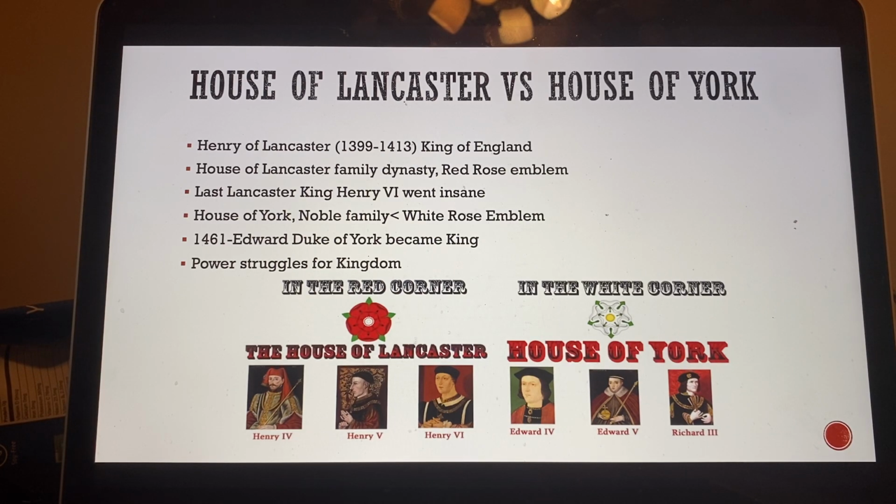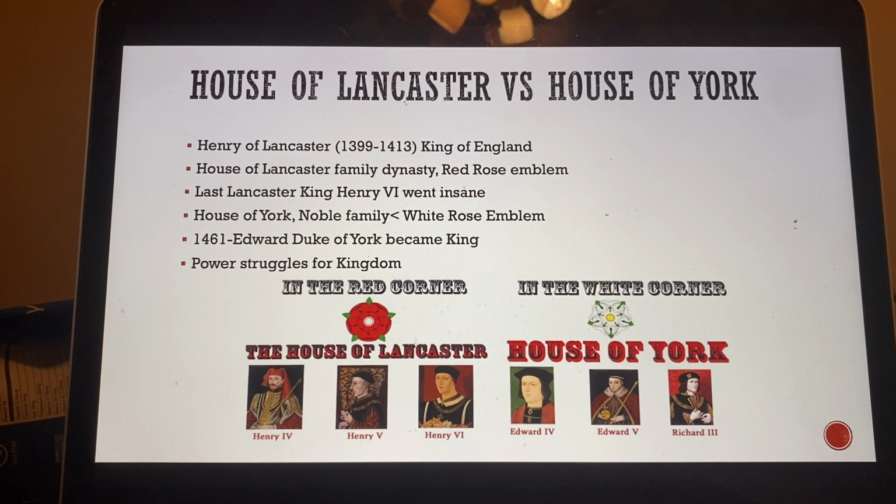The House of Lancaster versus the House of York. This is in England. They're a mess. They're divided. They're having like a civil war of their kings. Who's going to become king? Another one of those deals, huh? The House of Lancaster versus the House of York.